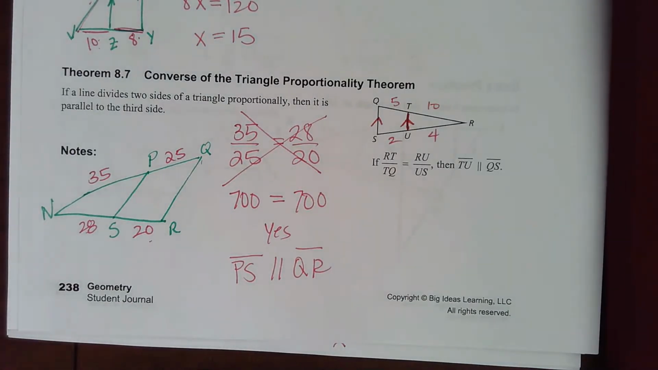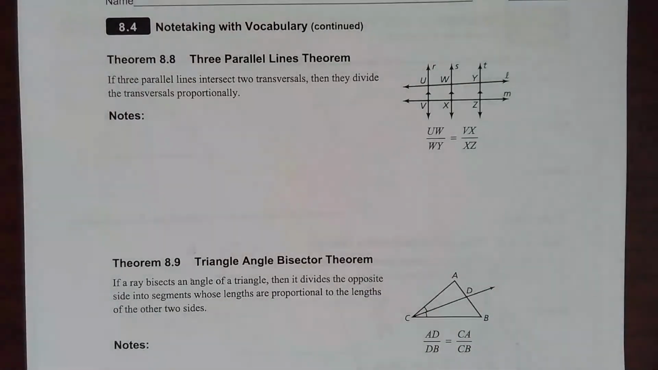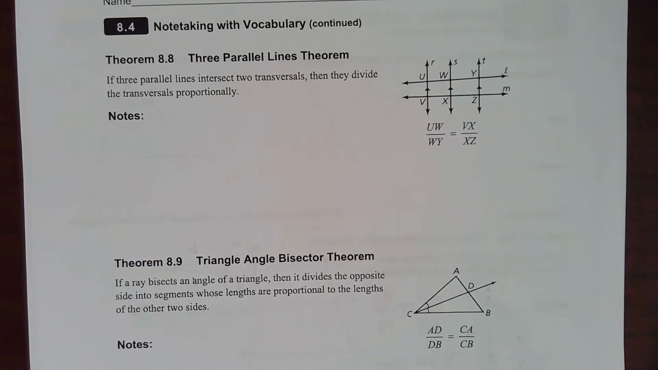All right, let's turn the page. Let's do the next theorem, which talks about the three parallel lines theorem. If three parallel lines intersect two transversals, then they divide the transversals proportionally.